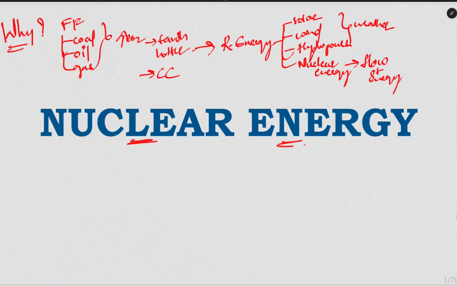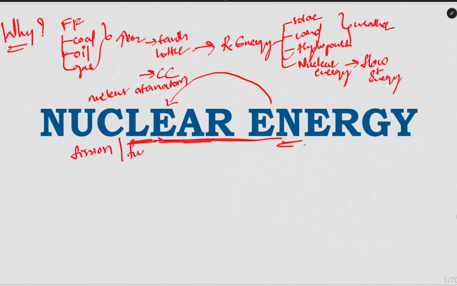Now let's see the definition. By breaking down the term itself, we'll get the definition. It is the energy which is released from the nucleus of an atom when it undergoes a fission or fusion reaction. Here fission is splitting the atom, fusion is combining the atoms. The energy released is converted into heat, which is then used to produce electricity.